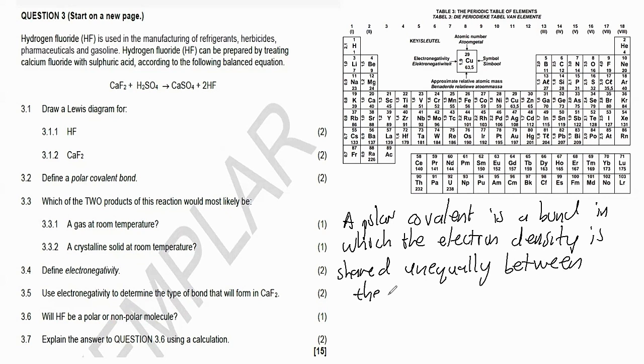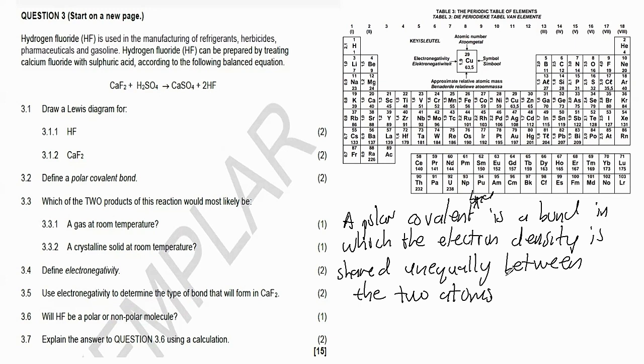Between the 2 atoms. So if there is an uneven share of the electron density, we say that we have a polar covalent bond, right? So a polar covalent bond is a bond in which the electron density is shared unequally between the 2 atoms.